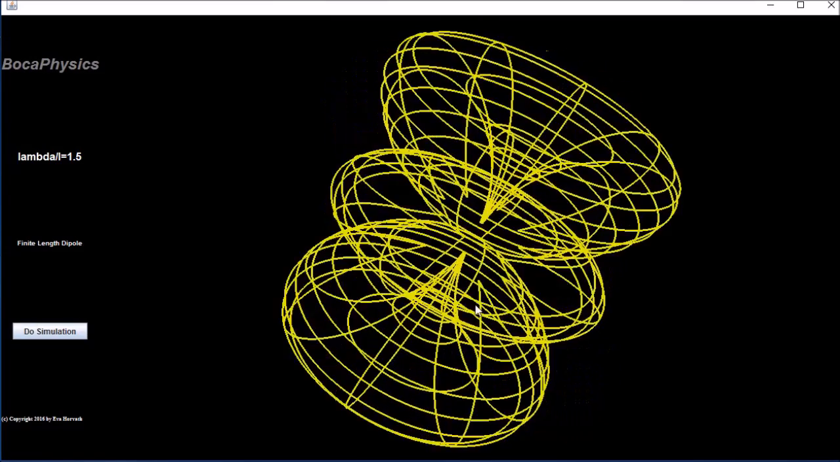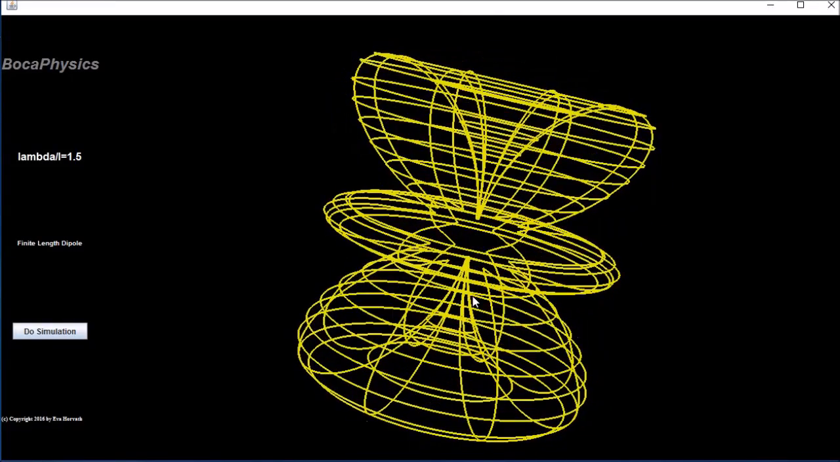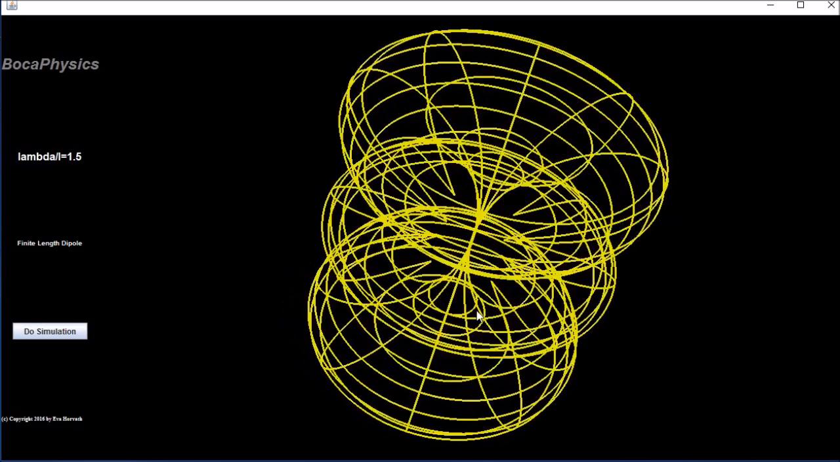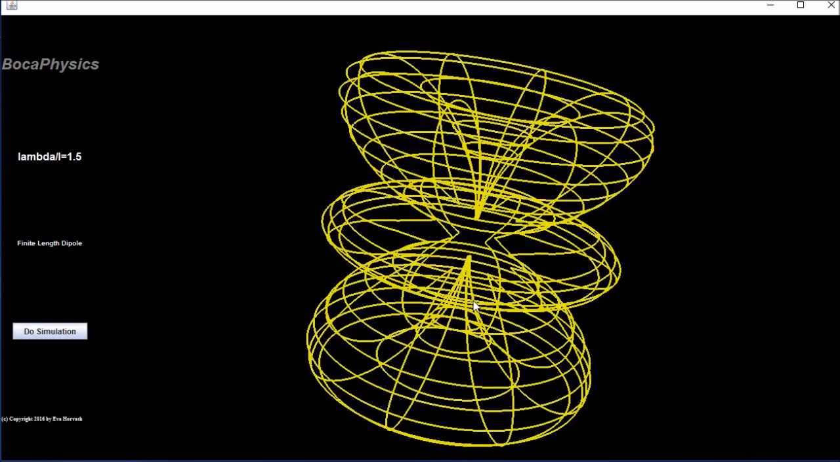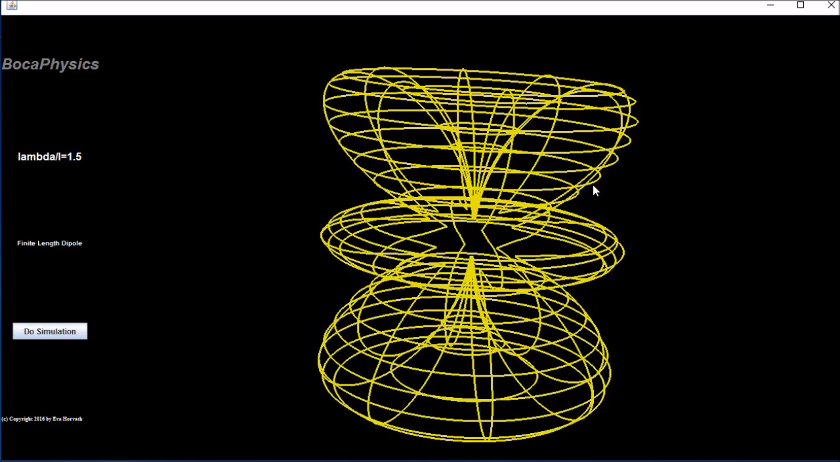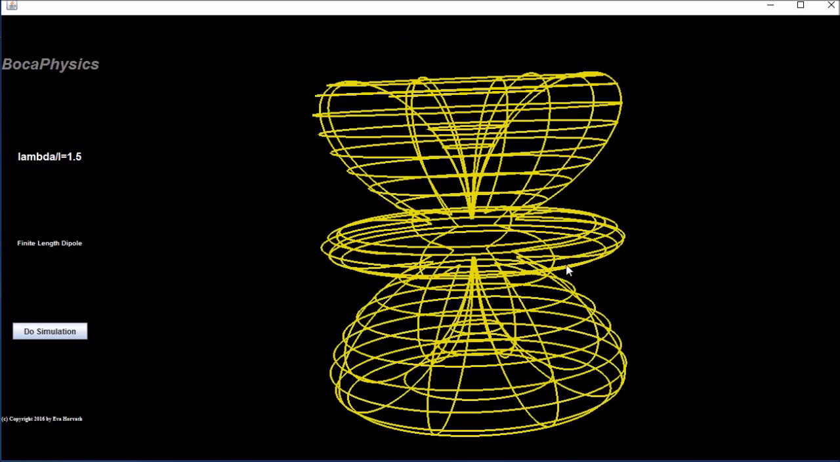In our third simulation, we see the time average Poynting vector due to a finite length antenna plotted. Here, the length of the antenna is equal to 1.5 times the wavelength. Notice the appearance of an additional lobe on each side of the main structure.